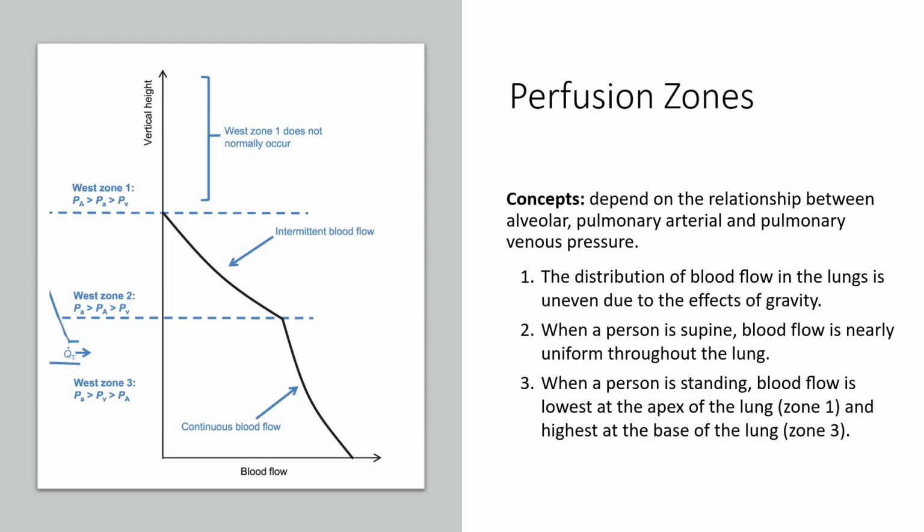Let's proceed to discuss the perfusion zones of the lung. The perfusion zones of the lung depend on the relationship between alveolar, pulmonary arterial, and pulmonary venous pressure. The distribution of blood flow in the lungs is uneven due to the effects of gravity. When a person is supine, blood flow is nearly uniform throughout the lung. When a person is standing, blood flow is lowest at the apex of the lung, called zone 1, and highest at the base of the lung, called zone 3.